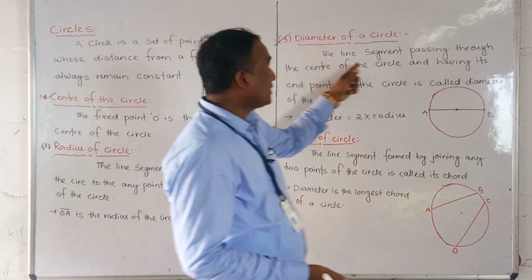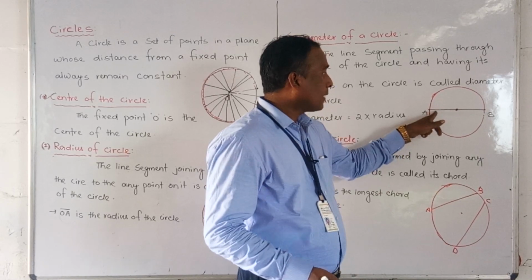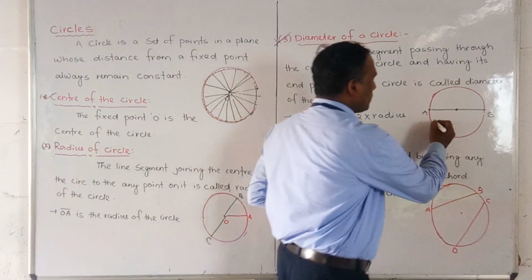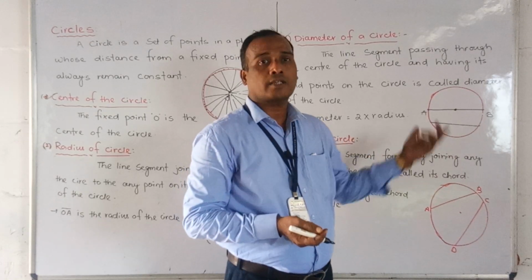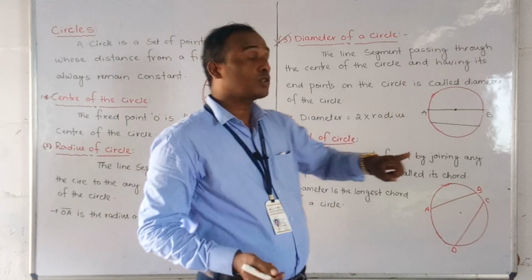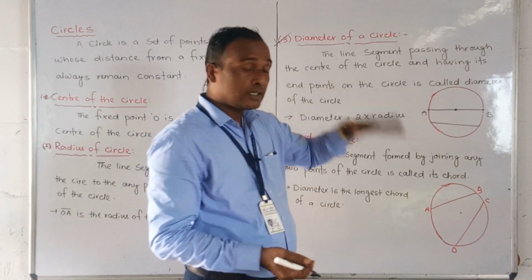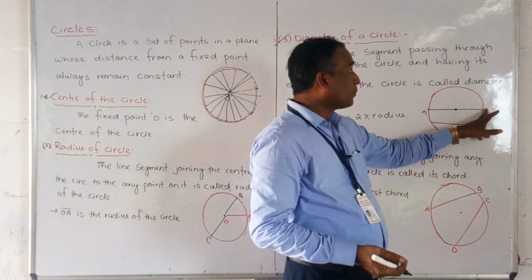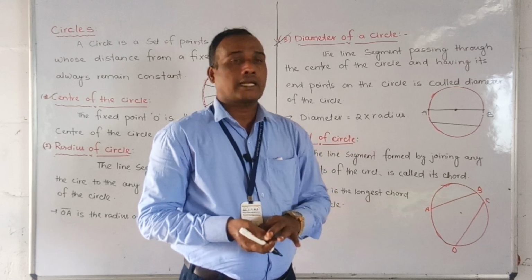The line segment passing through the center of the circle. If you draw like this, it is not passing through the center of the circle, so it is not a diameter. The line which passes through the center of the circle and has both its end points on the circle is called a diameter.